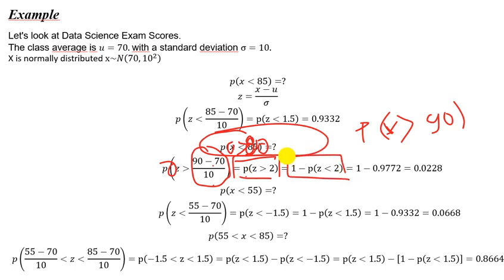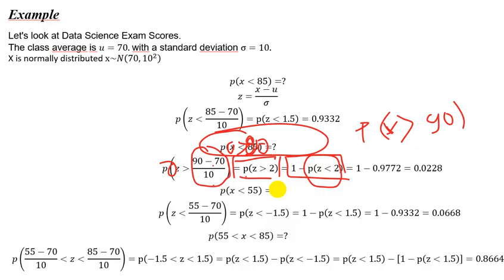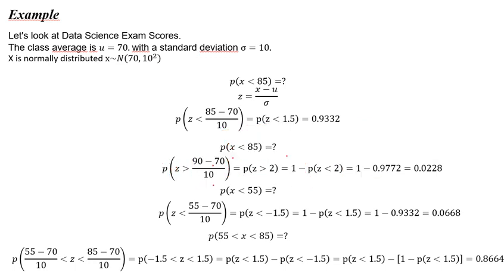Now we have 1 minus, what is the probability that z is less than 2? We go to the table here, less than 2, here is 2, so the probability is 0.9772. We go back here, and this is the probability. 1 minus this, we get 0.0228. Now let's see another case.